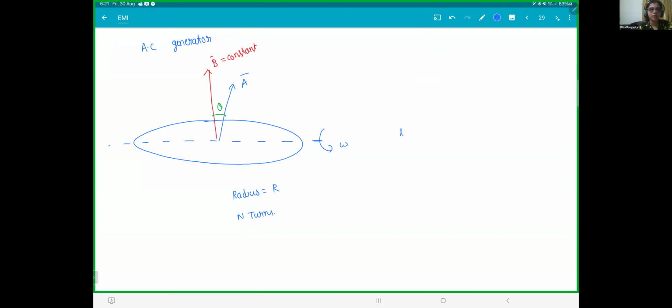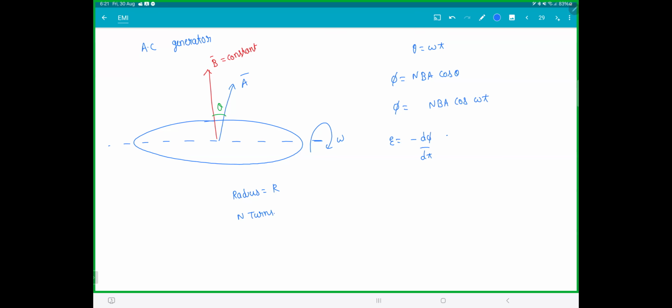So basically the theta is omega t. That omega is changing theta. So flux will be B A number of turns into cos theta, so that would be N B A cos omega t. Differentiate. So EMF will be minus d phi by dt, that would be N B A omega sine omega t. So this is the power supply that we get.